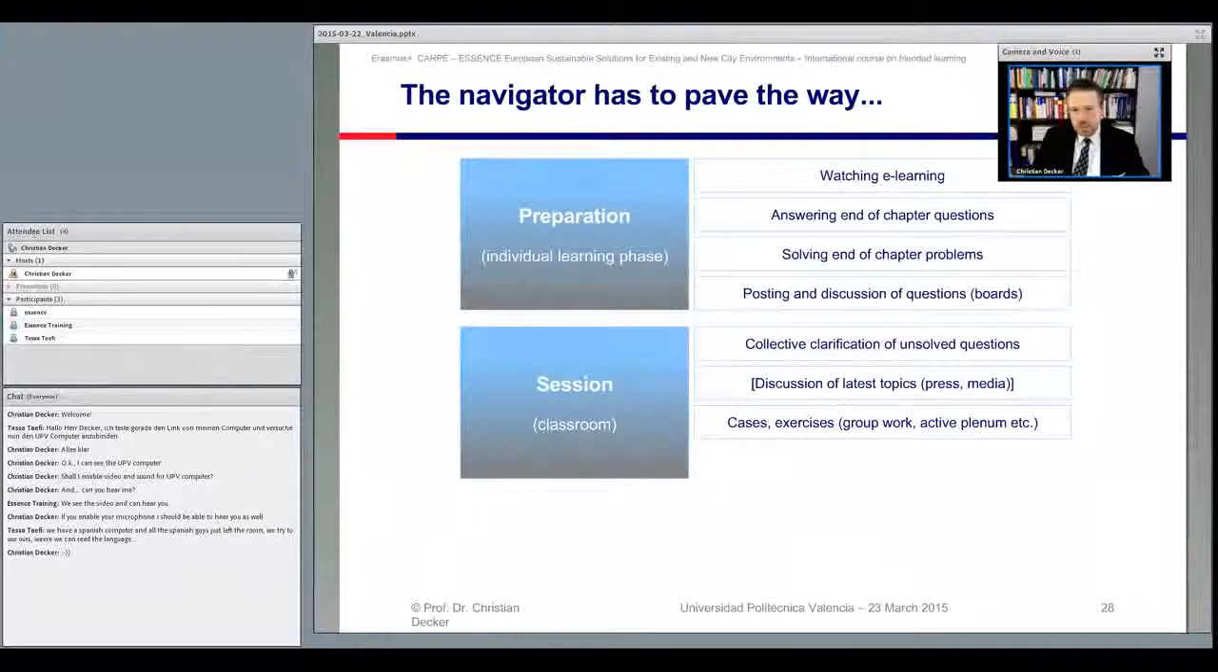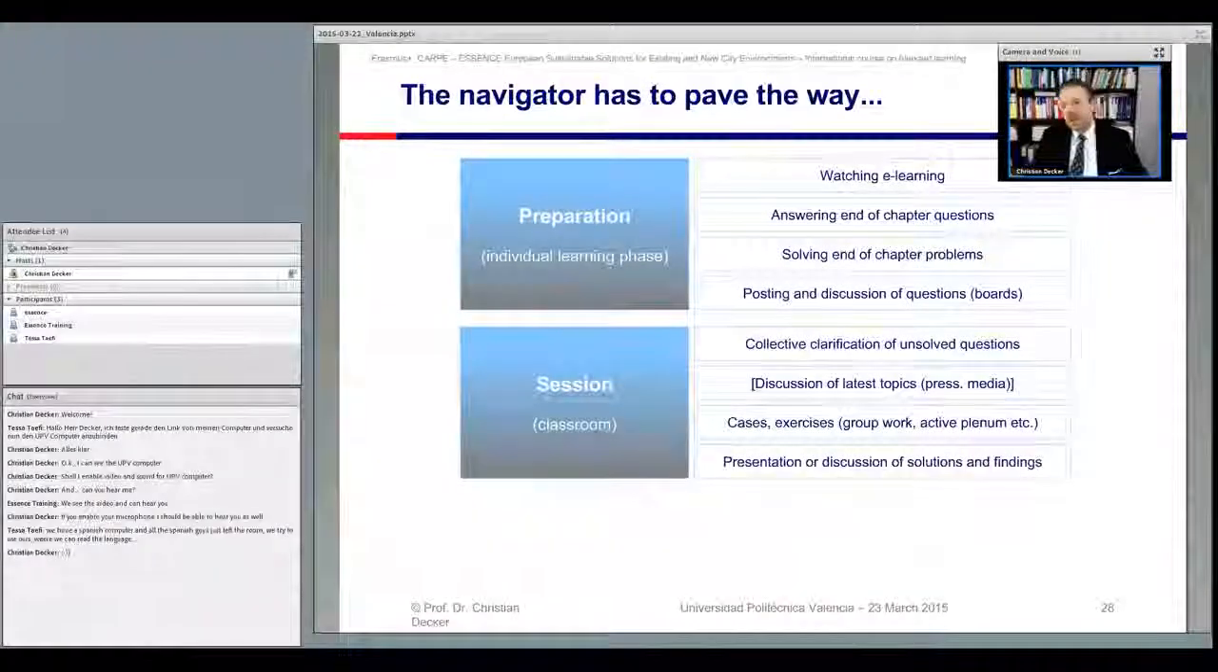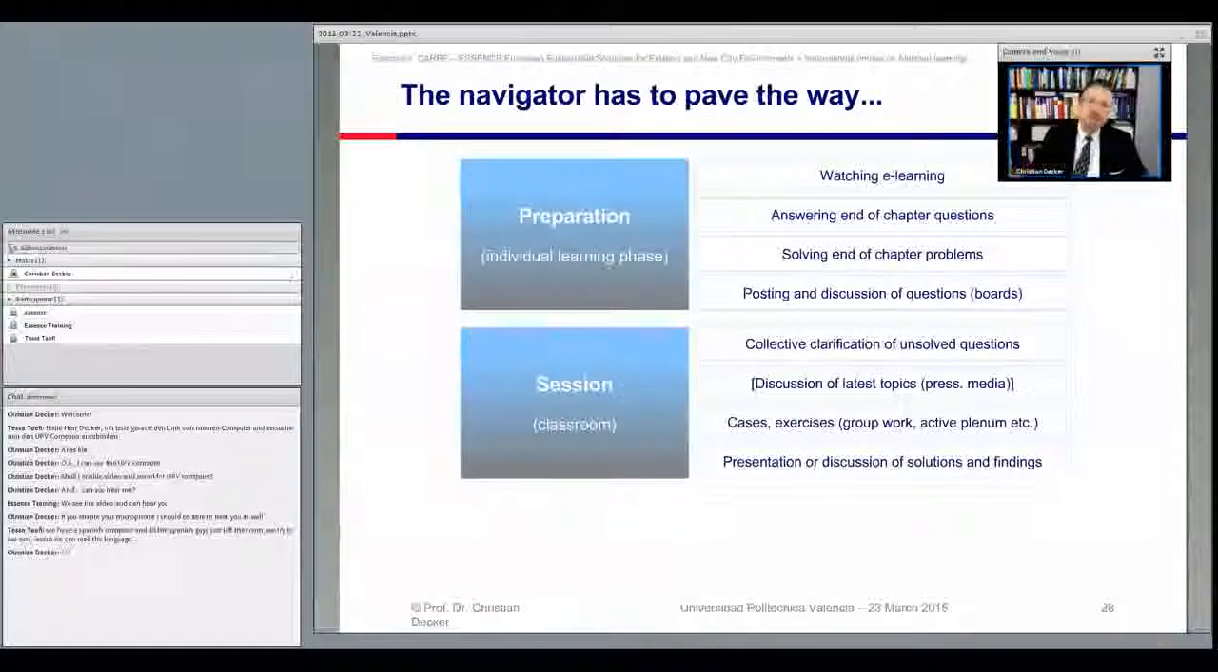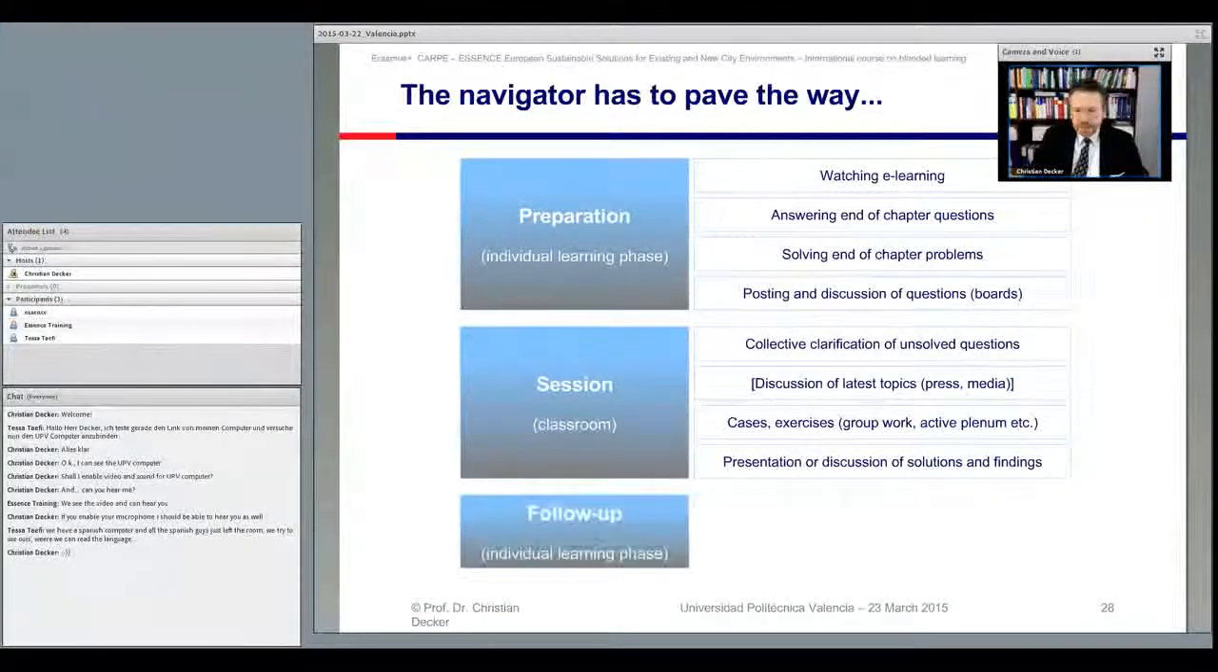Then you start to work with the students. You start to work on cases and exercises. There are a number of methods. I will explain some of these methods in a moment. Methods like group work, active plenum, etc. And then once students have worked on these problems and cases and exercises, you make sure that they are presented or discussed in the classroom setting. There are also various ways to do so. I will say a couple of words with respect to the options of presentation on the following slides.